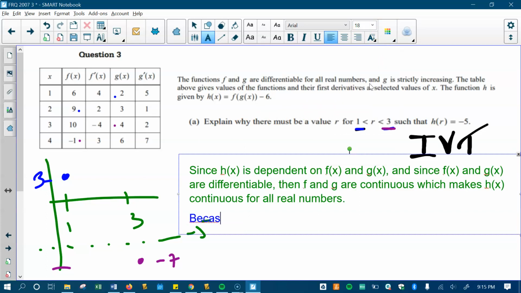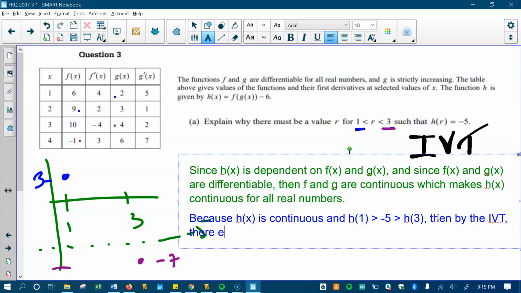Next, because h of x is continuous and h of 1 is bigger than -5, which is smaller than h of 3. So this is a fancy way of saying that the y value of -5 is in between h of 1 and h of 3. Then by the IVT, there exists an r value, where r is in between 1 and 3, such that h of r is equal to -5.